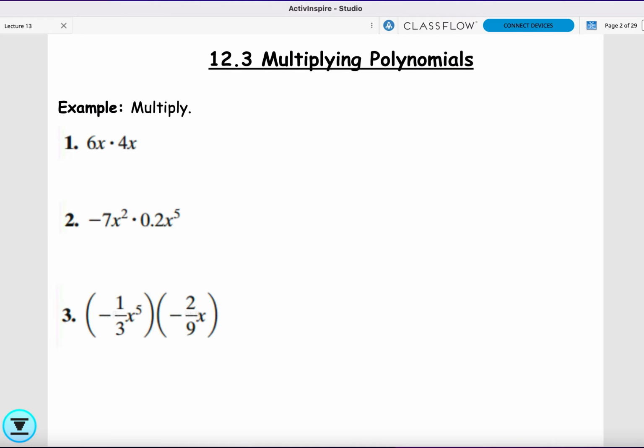This is going to cover 12.3 and 12.4. 12.3 is multiplying polynomials. So look at this example. We have three first mini examples. 6x times x is just very simple. It's just multiplying the 6 and the 4, which is 24. And then x times x is 1 plus 1 because the exponents are 1. So we get 24x squared. And we're done with number 1.